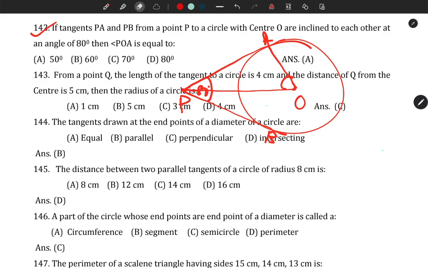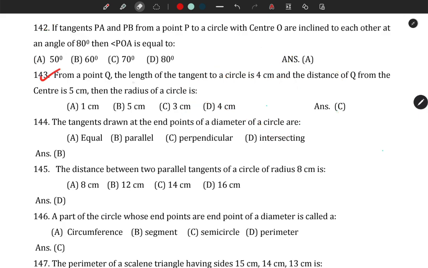Here this 80 will be divided into 40, because if we join, the triangles are going to be congruent. And we know radius is perpendicular to the tangent, so this angle is 90 degrees. So we can use the angle sum property of a triangle and find this angle. So here we have 90 and 40, and 50 makes 90, and 90 makes 180. So angle POA is going to be 50 degrees.